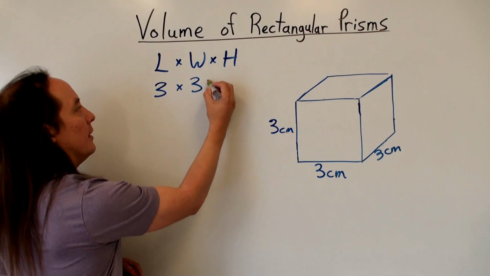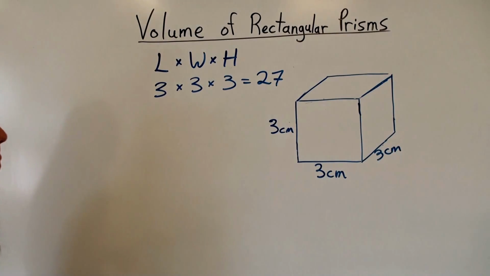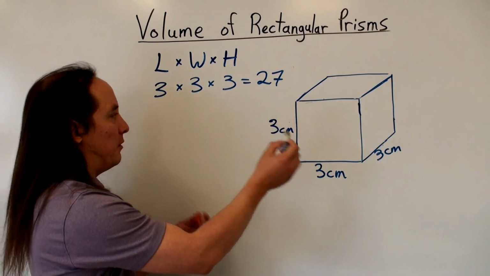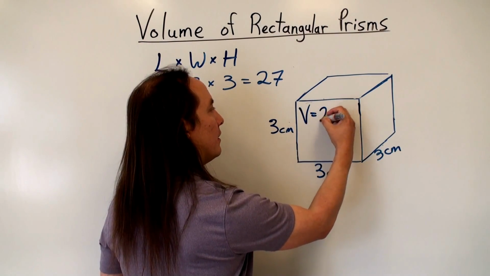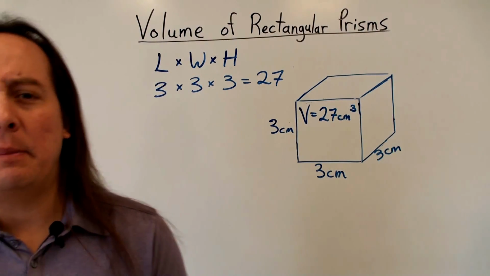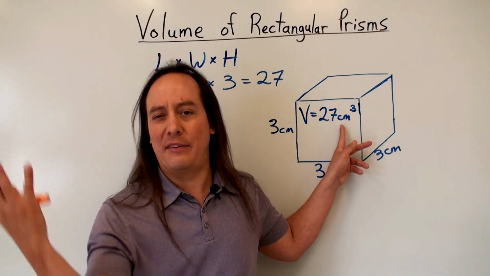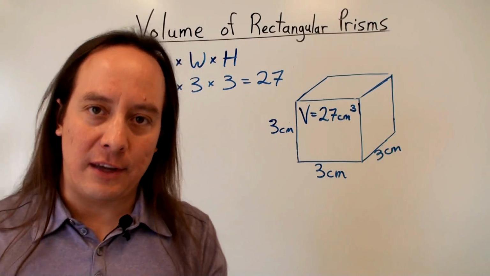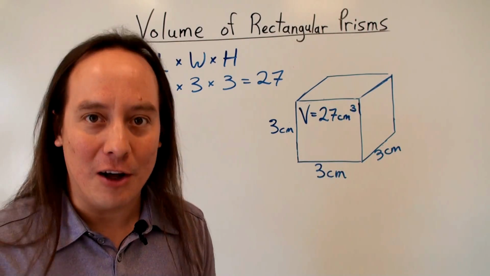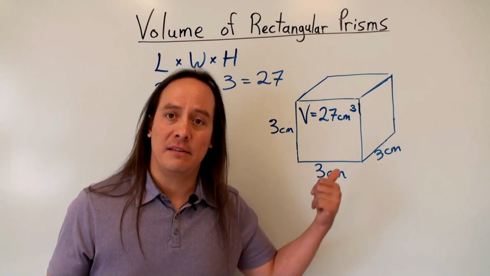It's going to be 3 times 3 times 3, which is equal to 27. Let me just put the volume here. So the volume is 27 centimeters cubed. We put centimeters cubed, or units cubed. Remember, the unit is whatever this is: centimeter, inches, mile, whatever. We put units cubed on these kinds of problems because that means we're talking about volume, the space within something. How much space is inside of a shape? In this case, the cube.